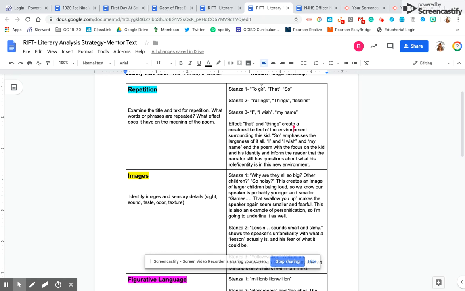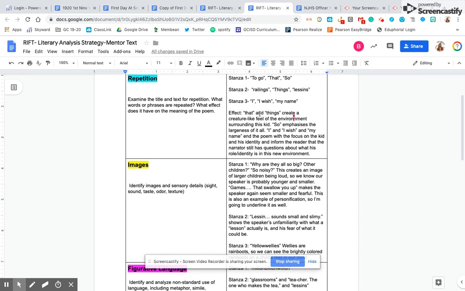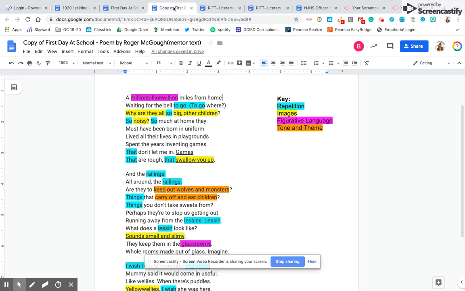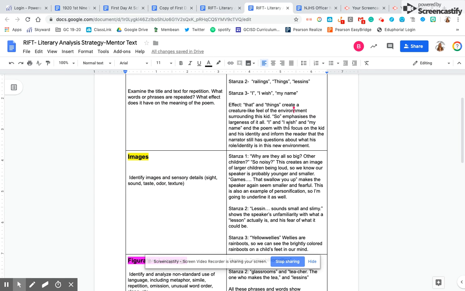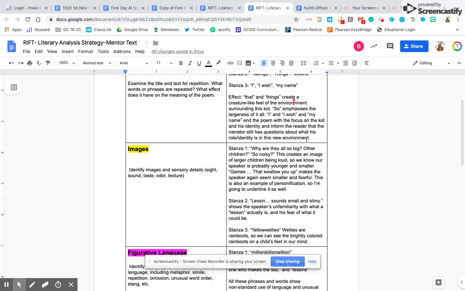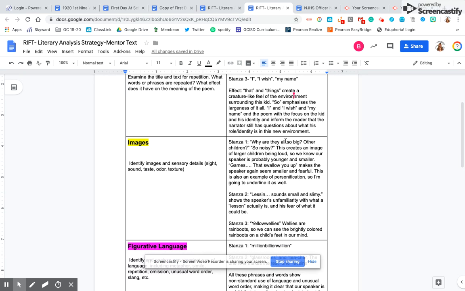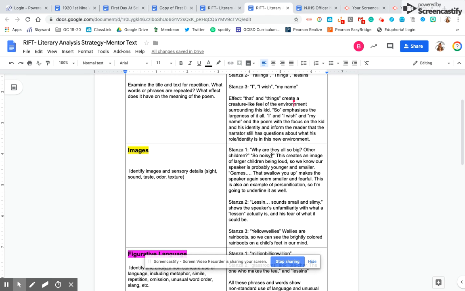After going through and looking at those repeated words and phrases, the effect that we found was that 'and' and 'things' create a creature-like feel of the environment surrounding this kid. The word 'so' emphasizes the largeness of it all because we have so big, so noisy, so much. 'I wish' and 'my name' at the end of the poem put the focus on the kid and his identity, and inform the reader that the narrator still maybe has questions about his role and his identity in this new environment. But also he has that hope that we talked about with the tone.